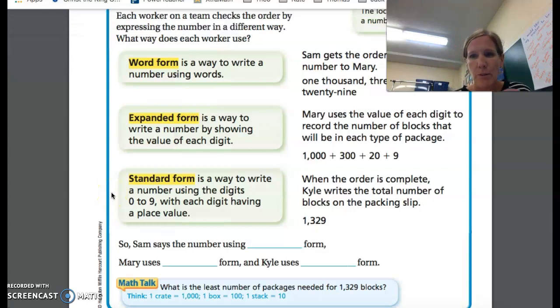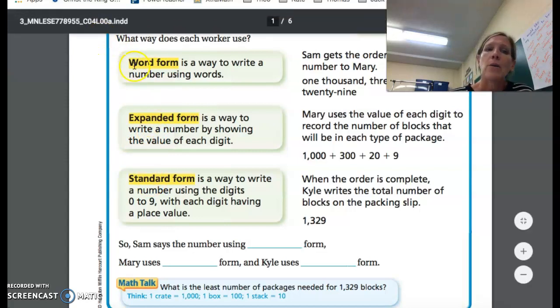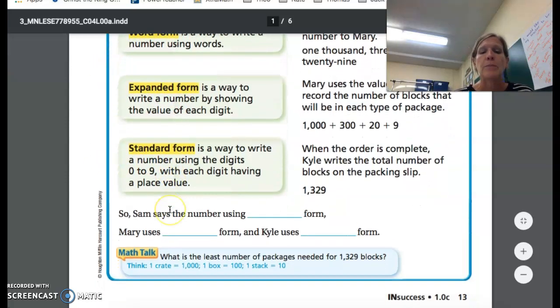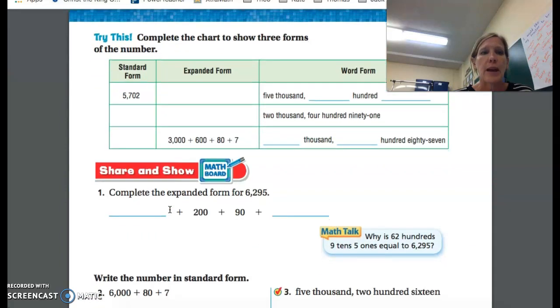Which way is the fastest way to write a number? Standard form. Which way takes the longest amount of time? Word form. Which one do you do most often? Standard form. Which one tells the value of every single digit? Expanded form. Okay, so together we're going to do some practice on how we can identify a number. They could give us a word form and we could give expanded and standard. Or they could give it to us in expanded and we could give it to them back in word and standard form.